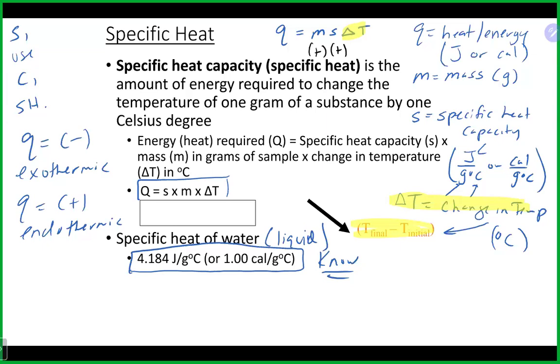You want to always do final minus initial, because if it is an exothermic process, your final temperature will be less than your initial, and that's going to give you the negative value that you need for your Q. If it is an endothermic process, your final temperature will be larger than your initial temperature, and that will give you the positive number that you should end up with. So it is really important, as I mentioned, that change in temperature part, to always do the final temperature minus the initial temperature, and that will always take care of whether you have the correct sign or not. It will take care of it for you when you do that.